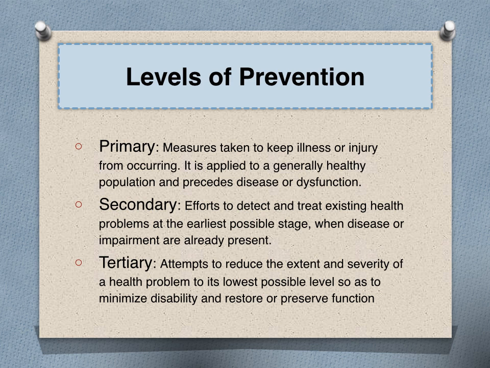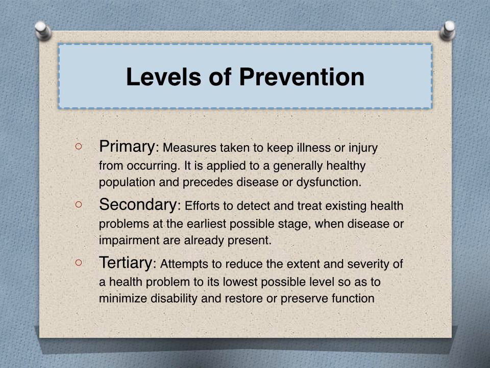Primary prevention is measures taken to keep illness or injuries from occurring. It's applied to a generally healthy population and precedes disease or dysfunction. We really want to keep people from even going close to a river where they might fall in. Secondary is efforts to detect and treat existing health problems at the earliest possible stage when disease or impairment is already present. Discover a health problem at a point when intervention may lead to its control or eradication.